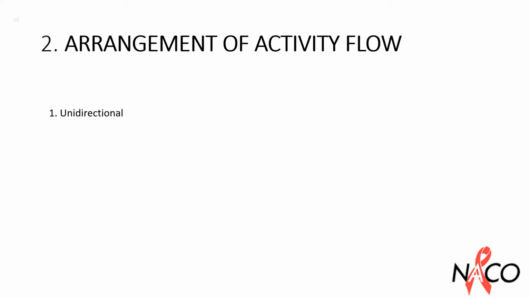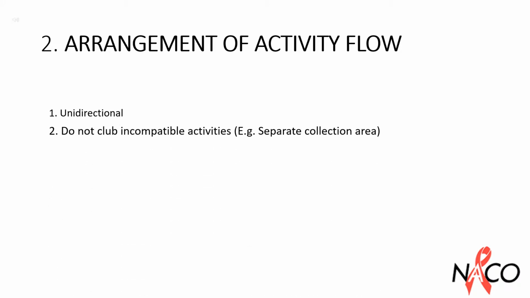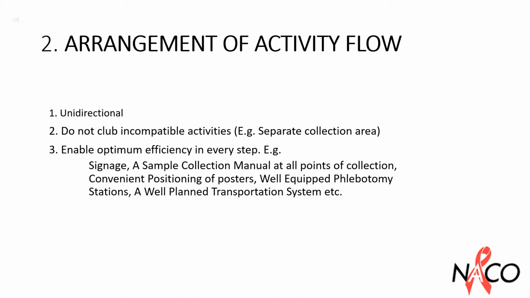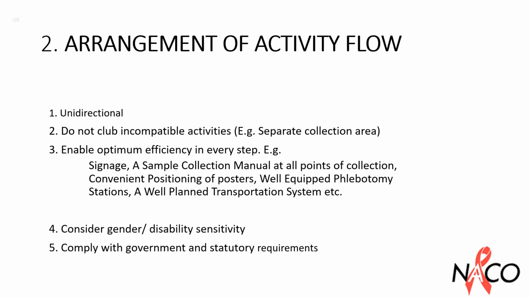The activity flow should be unidirectional in arrangement. It should be ensured that incompatible activities are not clubbed. For example, there should be a separate sample collection area. Enable optimum efficiency in every step. For example, providing signage posters, a sample collection manual or SOP at all points of collection, convenient positioning of the posters, well-equipped phlebotomy stations, a well-planned transportation system. Consider gender or disability sensitivity. Comply with government and statutory requirements.